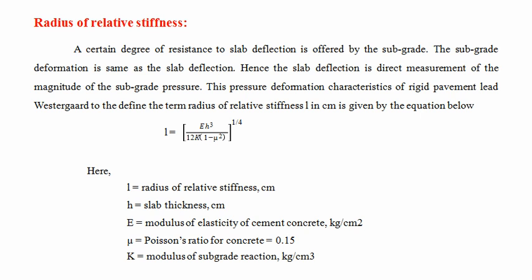So this pressure deformation characteristic of the rigid pavement led Westergaard to define the term radius of the relative stiffness L in centimeter, which is given by the equation L equals [E H cube upon 12 K (1 minus mu square)] raised to 1 by 4, where L is the radius of the relative stiffness in centimeter, H is the slab thickness in centimeter, E is the modulus of elasticity of the cement concrete in kg per centimeter square, mu is the Poisson's ratio for concrete, generally taken as 0.15, and K is the modulus of the subgrade reaction in kg per centimeter cube.